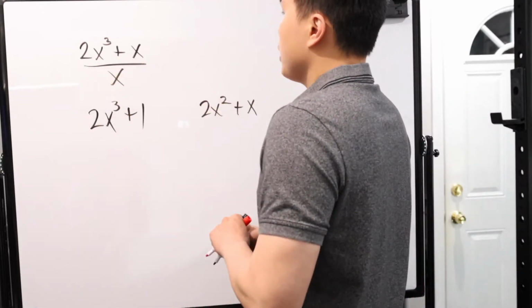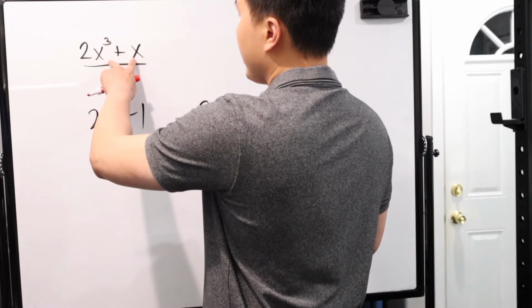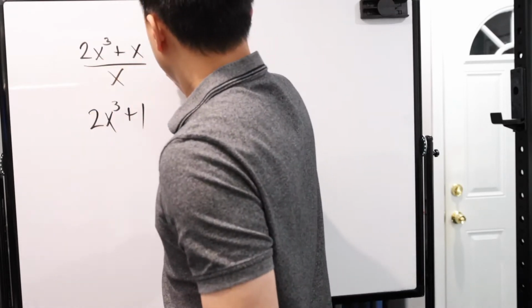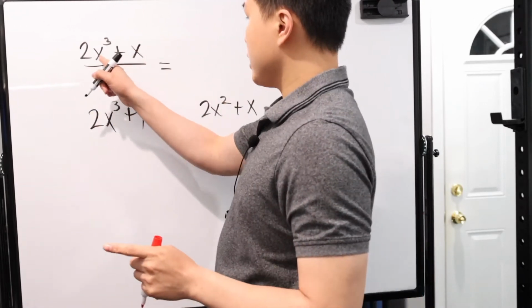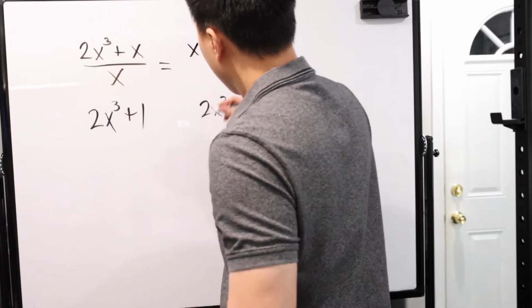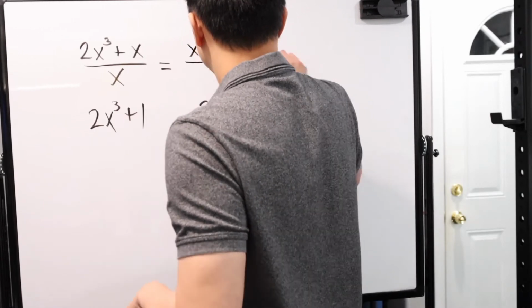So for example here, if we really want to simplify, we can. But we have to make sure that it's all multiplication. Right now we have an addition. So what we're going to do is factor out an x, right? Because these two expressions share an x. So we have an x right here, and then now we have 2x squared plus 1 over x.